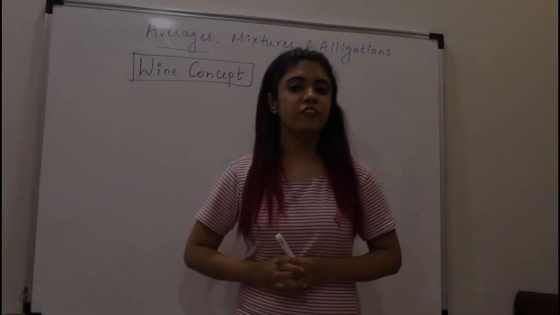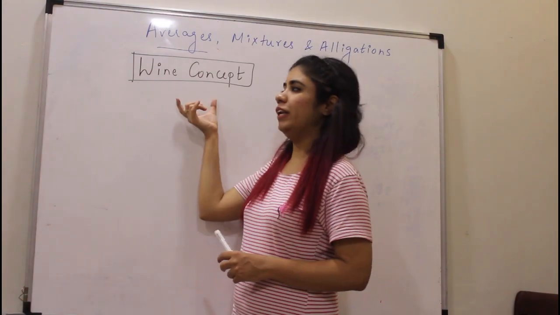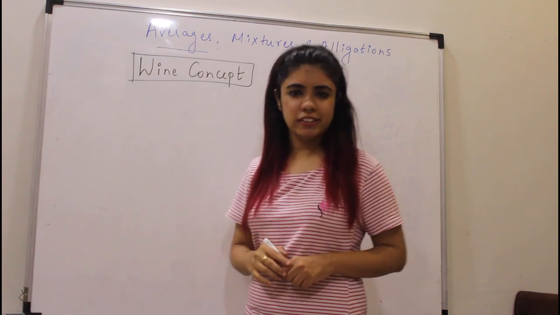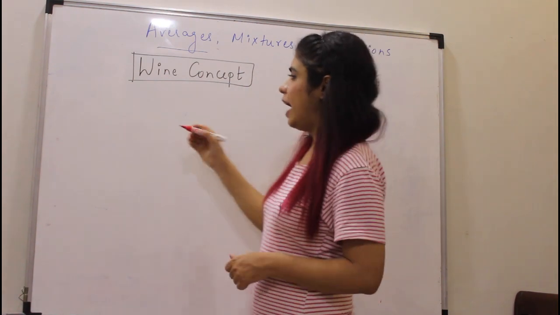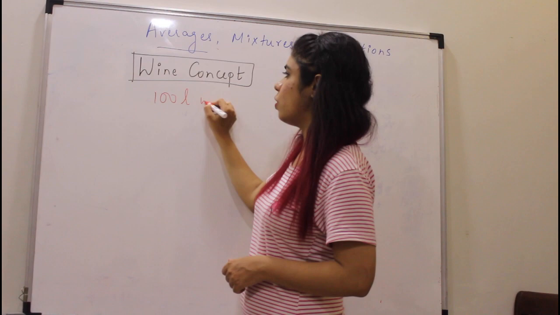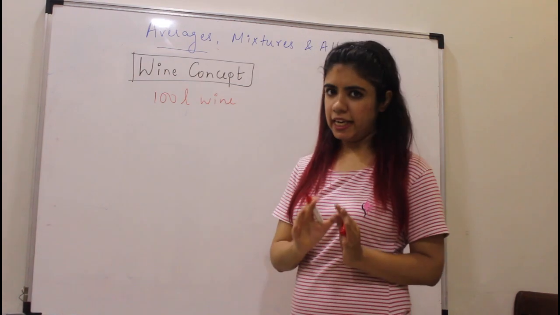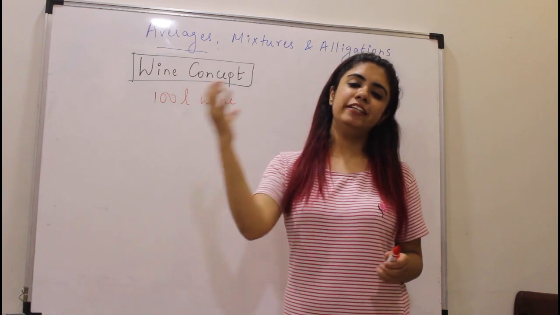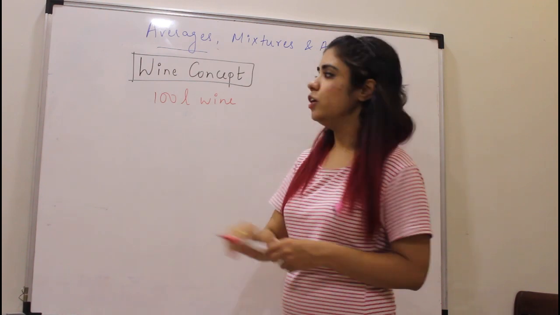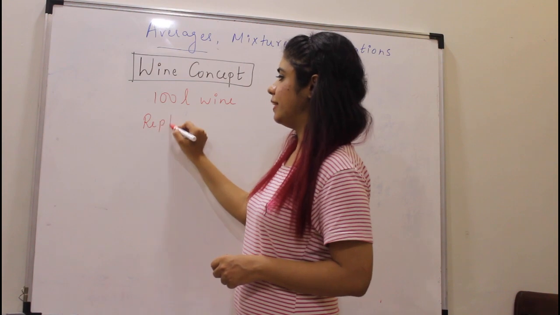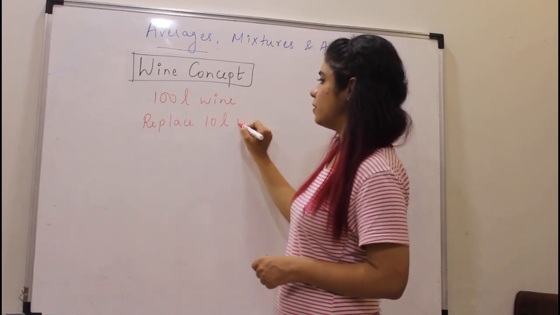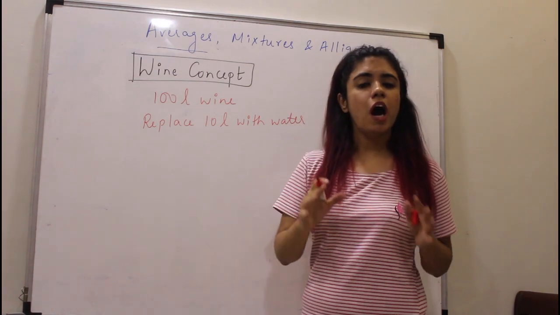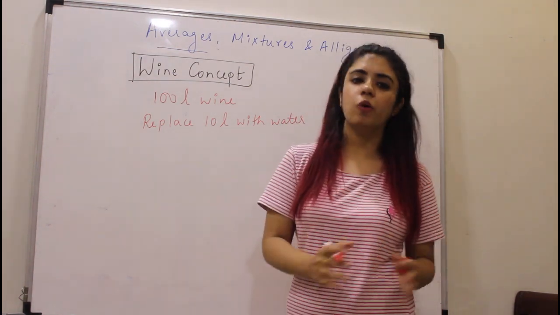Now let's look at one final concept which I call the wine concept. Very interesting concept. Let's understand what it says. Suppose I tell you I had 100 liters of wine. I removed 10 liters and I added 10 liters of water. So that means I replaced 10 liters with water. Now I ask you, how much wine do you have and how much water do you have?